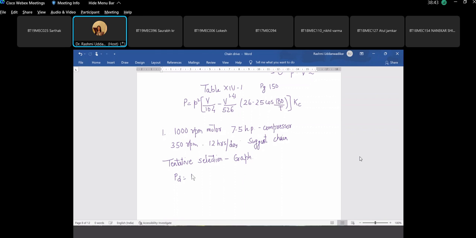So the rated power is 7.5 HP. What would be the design power? What is the service factor that you would take? Motor driving a compressor, assuming this to be a moderate shock. The same table is giving you for 10 hours per day, for 12 hours and for 24 hours per day. This is mentioning 12 hours per day. Same page, table number 14.2. So for a moderate shock and for 12 hours, close to 10 hours, say we take, what is the value of K? 1.2. So give me PD.